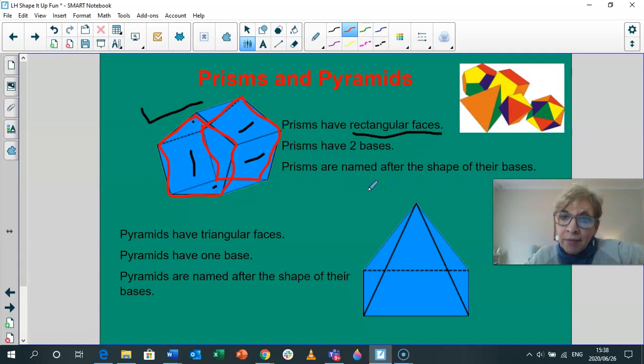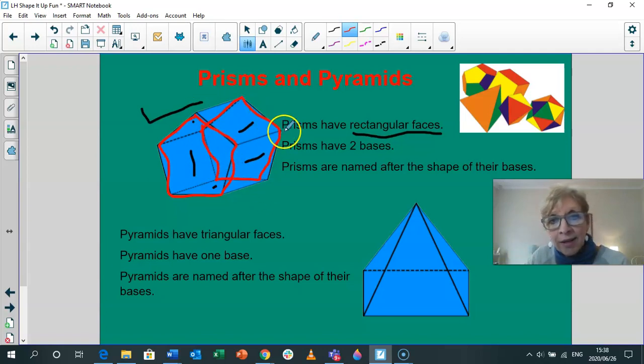And the prisms are named after the shape of their bases. So this shape here, grade 3s, has got five sides. So this is called a pentagon. The two bases are pentagons. That's what a five-sided flat two-dimensional shape is, a pentagon. So this kind of prism is called a pentagonal. Okay, I'm going to repeat that. It's a pentagonal prism because it's named after the shape of the bases.